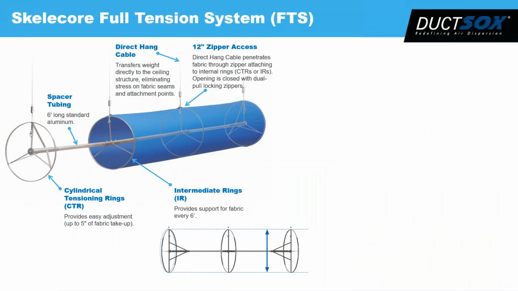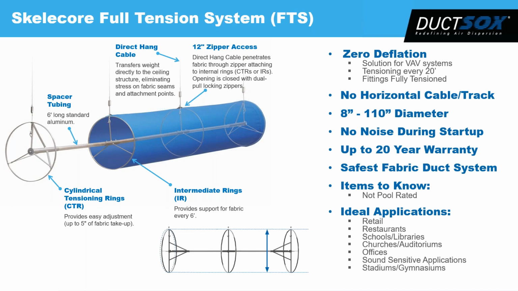And then this is the final structure. This is kind of like the S tier of it. This is the Skelecore full tension system. So this is where you would get that zero deflation.